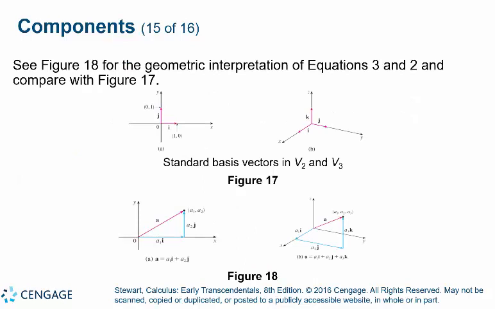So what you can see here in figure 18 is the geometric interpretation of equations 3 and 2, and compare them with figure 17. All you're doing here to get vector A is adding the components of i and j, and similarly in 3 dimensions, it's the same deal with i, j, and k.